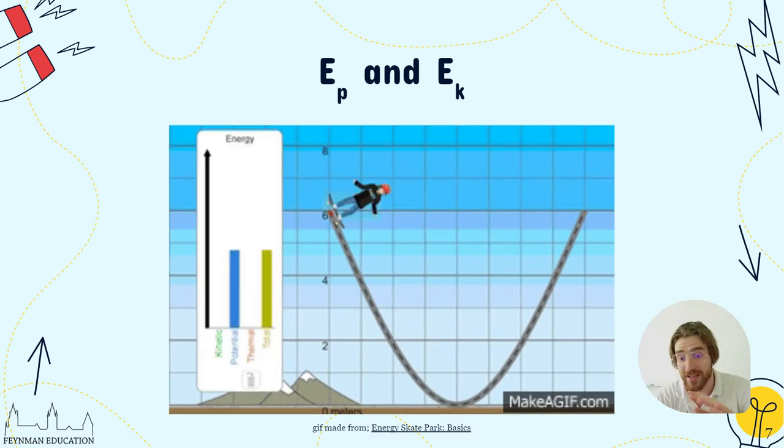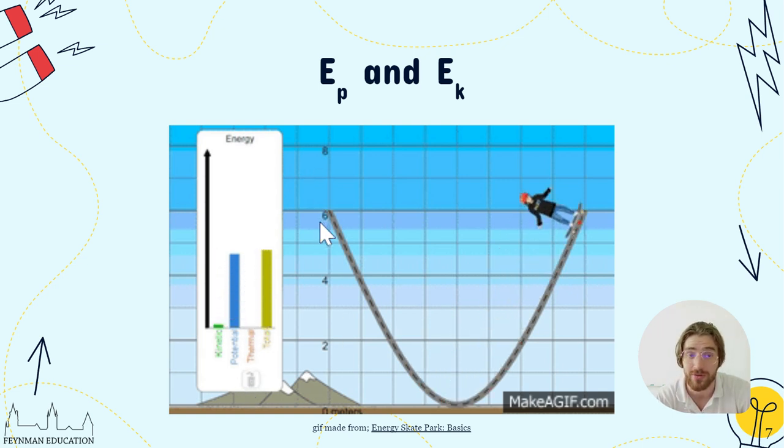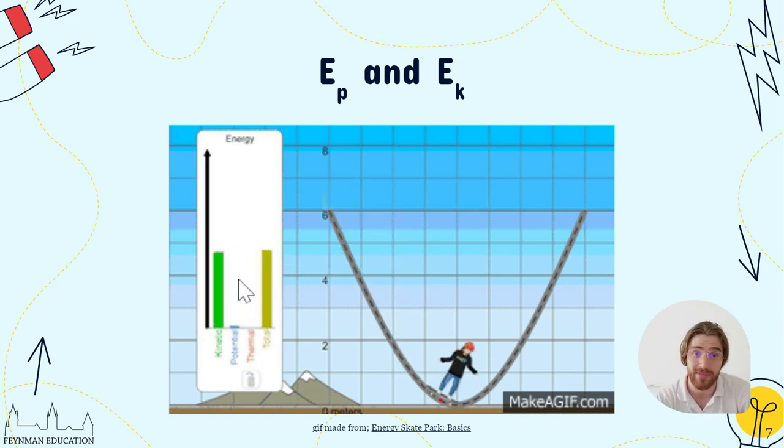So as we see here, an example of potential turning into kinetic, but the total amount of energy stays the same throughout the system. Now, there's no friction force here, but if there was, then there would be an increase in thermal energy as well, and our total energy would decrease as it goes into the environment.